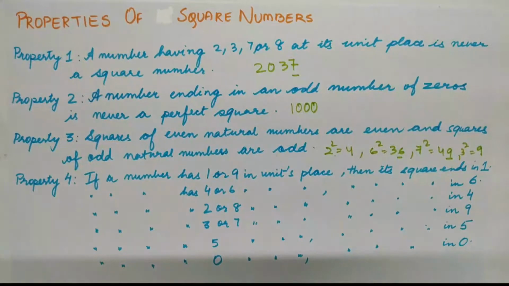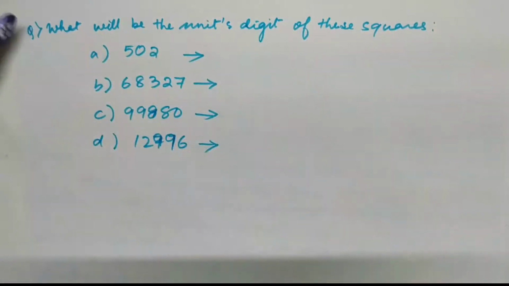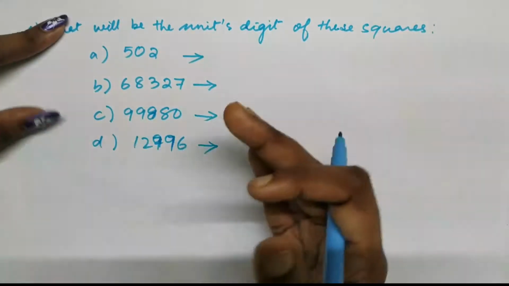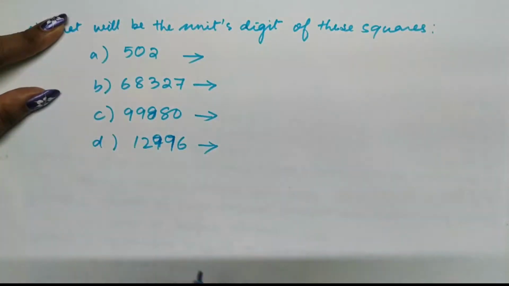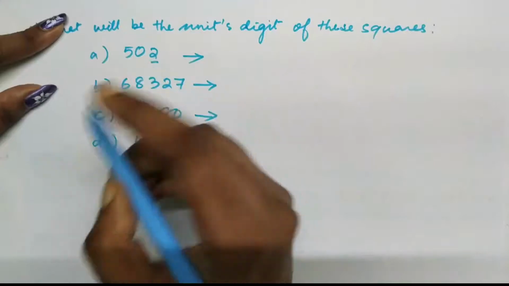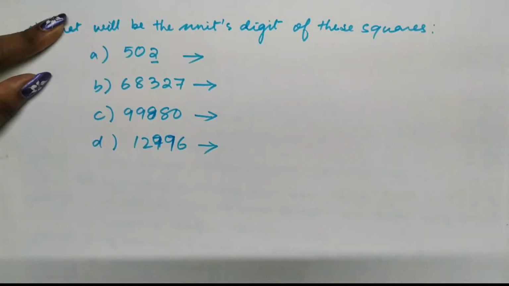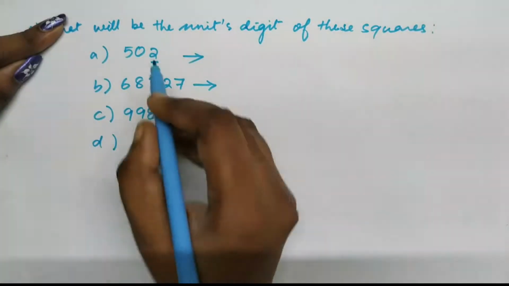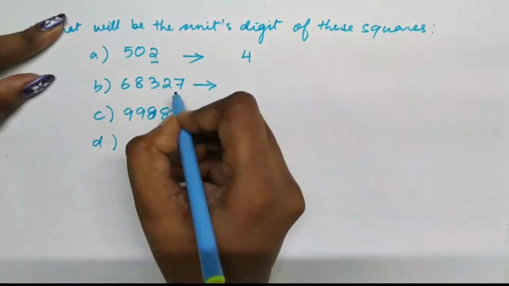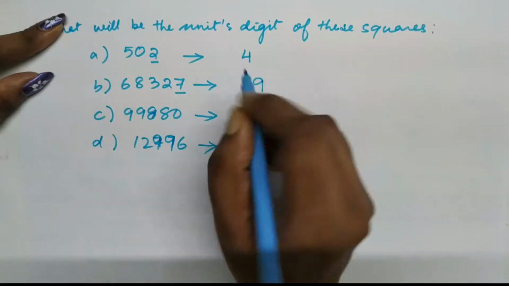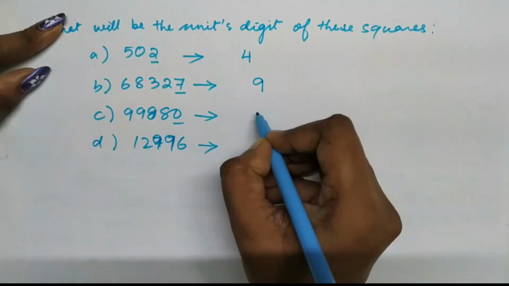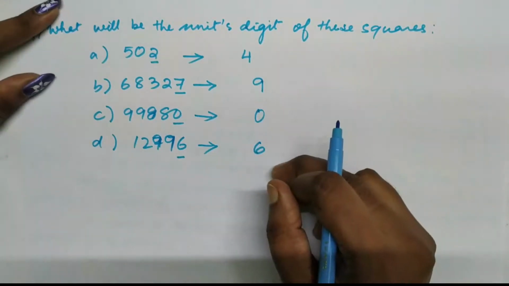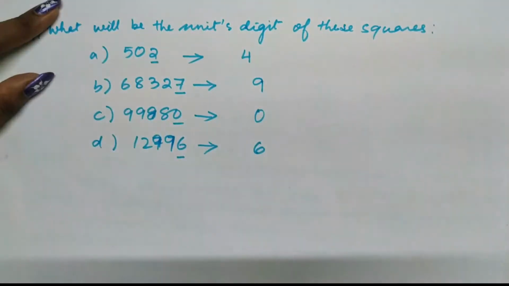Let us solve some examples to understand it. Suppose you have a question asking what will be the unit digit of these squares. You don't have to do the full multiplication of 502 into 502 to get the square. Just by seeing the units digit, as I told you in the previous part, you can tell the square's last digit. So 2 means it is going to be 4. 7 is going to be 9, so the square of this number is going to end with 9. 0 will end with a 0 and 6 will end with a 6. So the last digits of the squares of these numbers are going to be these.